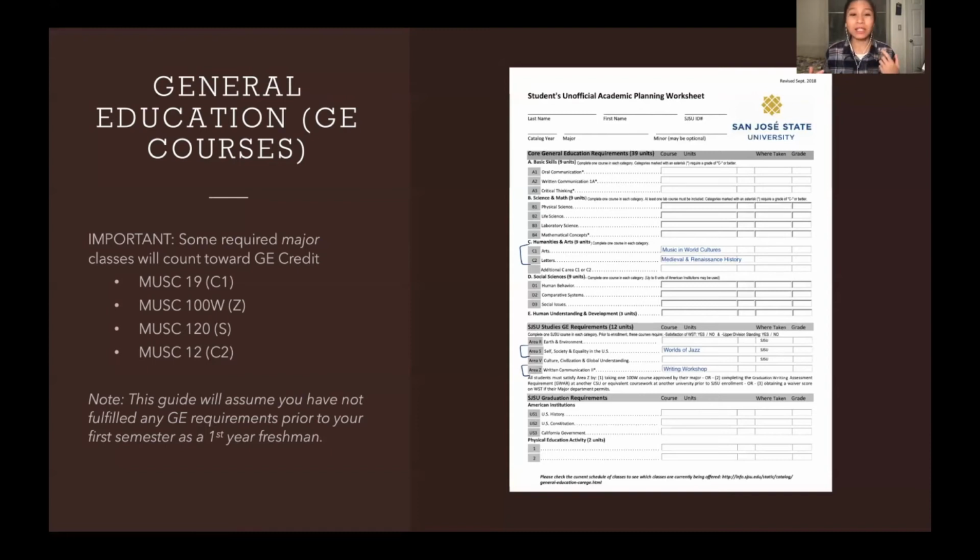This guide is going to assume that you haven't fulfilled any GE requirements prior to your first semester as a first year freshman. I highly recommend getting one of these planning worksheets directly from San Jose State University. You can find it on their website or just Google SJSU GE worksheet and this will pop up. It is one of the most useful worksheets that you will get from San Jose State, I promise you. If you're a transfer student and you've got all of these GE requirements done away with, awesome.